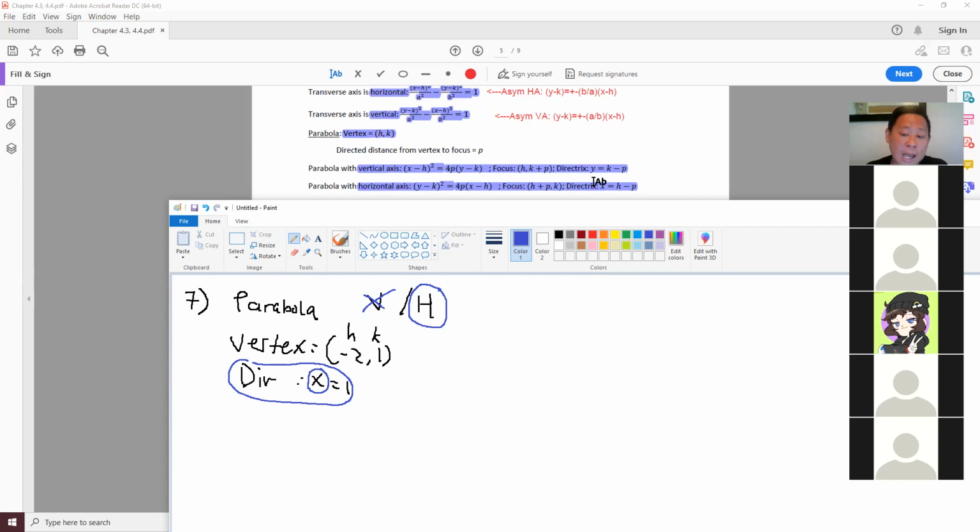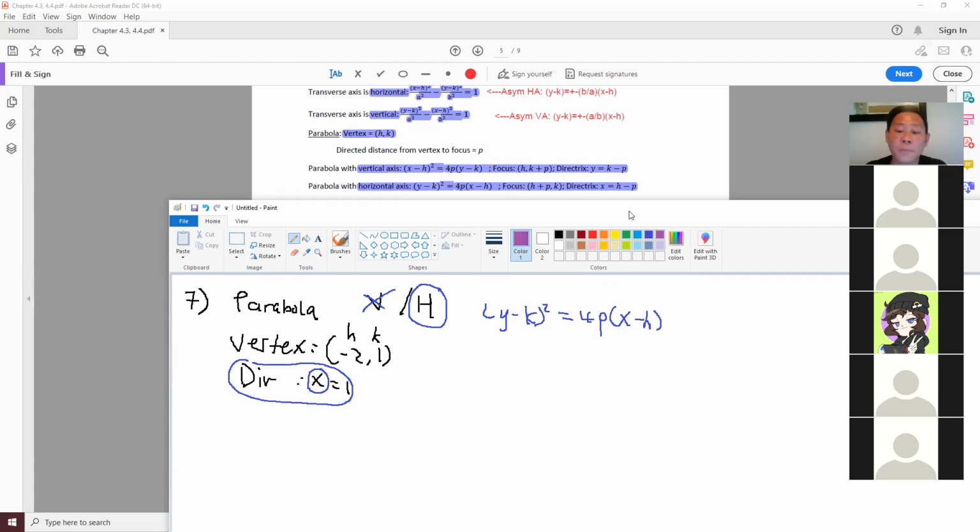Make sure you understand, if you see y equals 2, it is a parabola with vertical axis. x equals 2 is horizontal. So this is a horizontal. The equation that we use in this case will be (y minus k) squared equals 4p(x minus h). Now we know h, k already here. We need to figure out p.